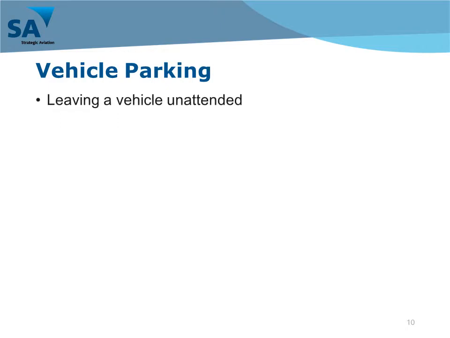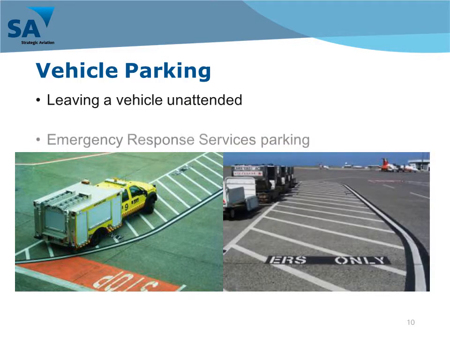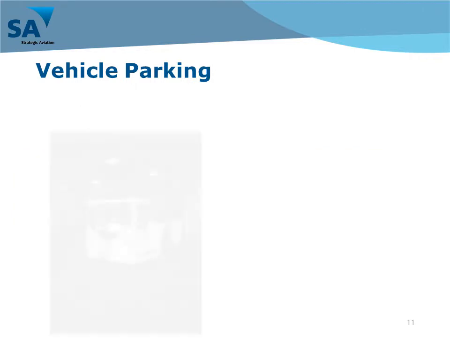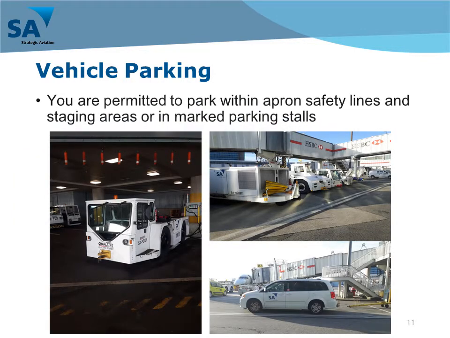You should never leave a vehicle or equipment unattended on any vehicular route or aircraft movement area. Airside areas designated as ERS only are for emergency response service vehicles, so it is not permitted to park any vehicles or cargo in these areas. If you do need to park a vehicle or piece of equipment, you are permitted to park it within apron safety lines and staging areas, or in marked parking stalls. Vehicles and equipment left outside these areas may be towed at the company's expense, and an AVOP violation may be issued to the operator.